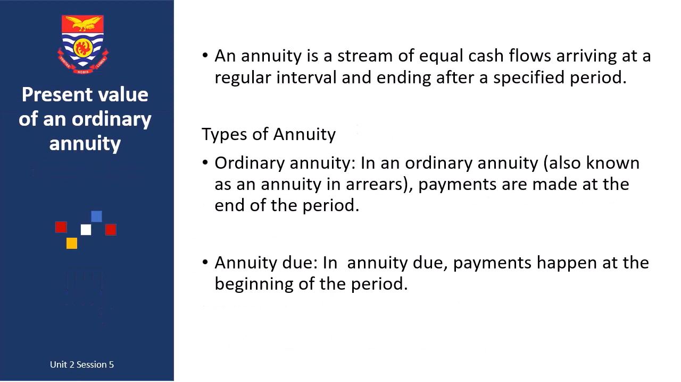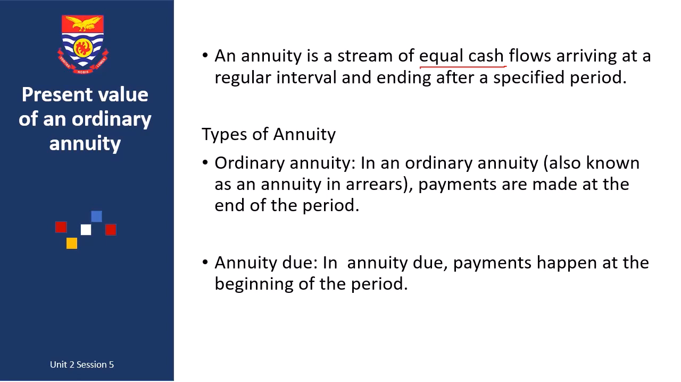So what is an annuity? An annuity is a stream of equal, let me highlight the word equal for you, cash flows arriving at regular intervals and ending after a specified period. In the previous slide, we looked at cash flows occurring at unequal time periods or unequal amounts of cash flows. So annuity is used for equal amounts of cash flows at regular equal intervals.